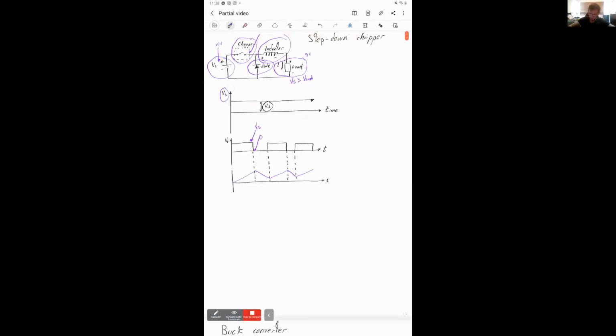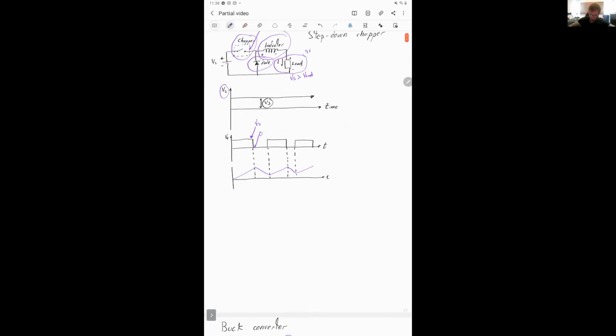So, first, we have the step-down chopper. It consists of different components, as we can see here. First, we have the input voltage source, a switch, that is the chopper, the inductor, and a diode that is in parallel with the voltage source, and a load.